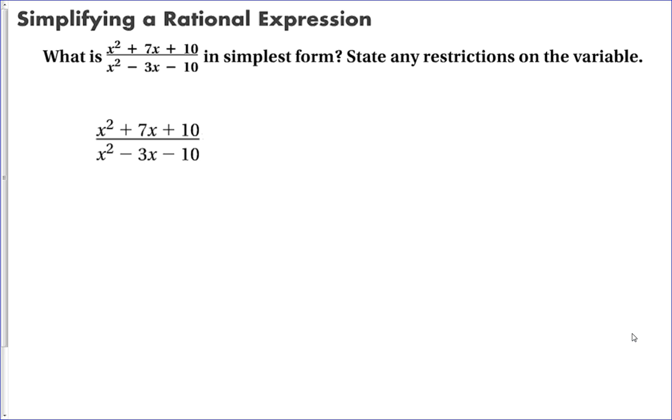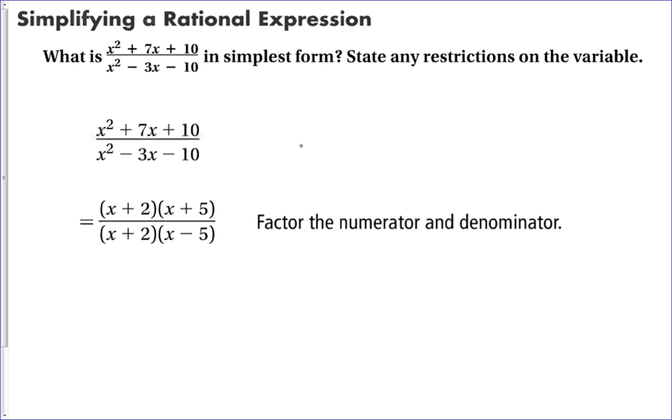All right, first problem, simplifying a rational expression. What is x squared plus 7x plus 10 divided by x squared minus 3x minus 10 in simplest form, and state any restrictions on the variable? Now, we'll go over stating restrictions in a moment, but the first thing you want to do when simplifying an expression is factor as much as you can.